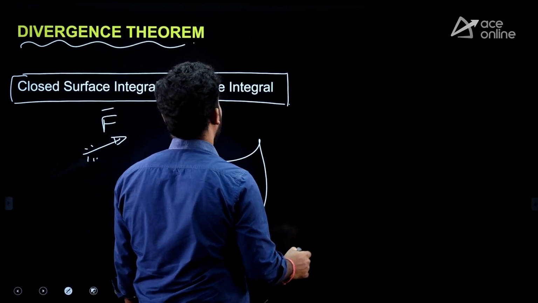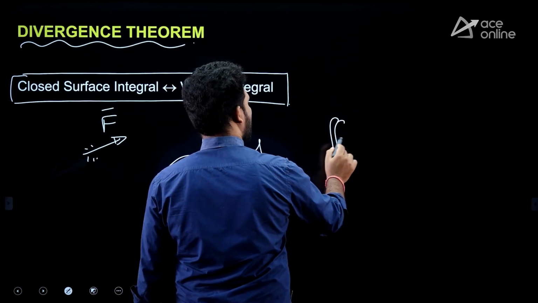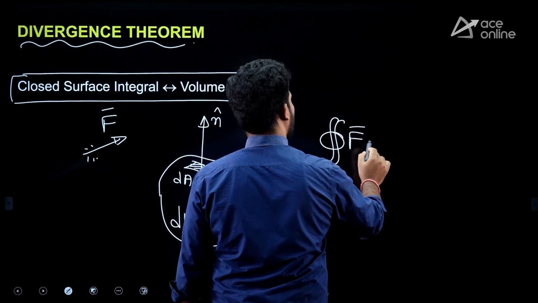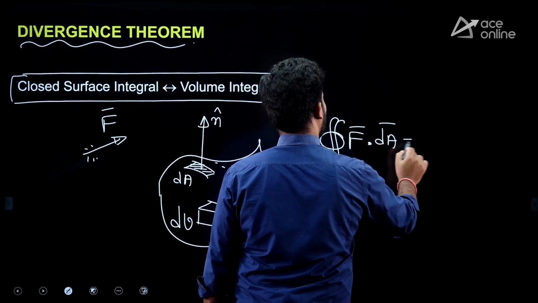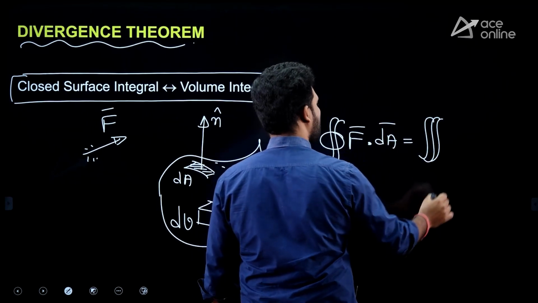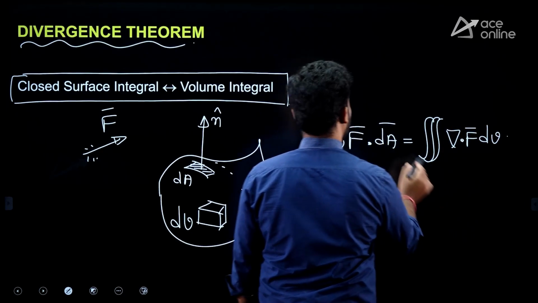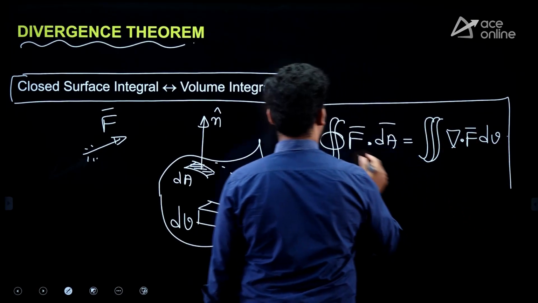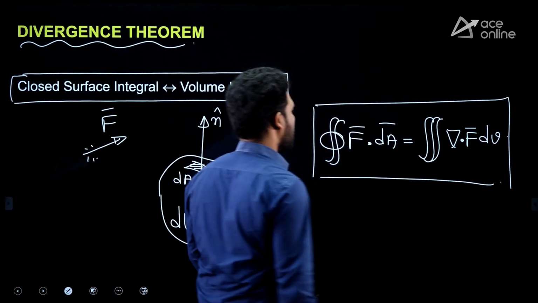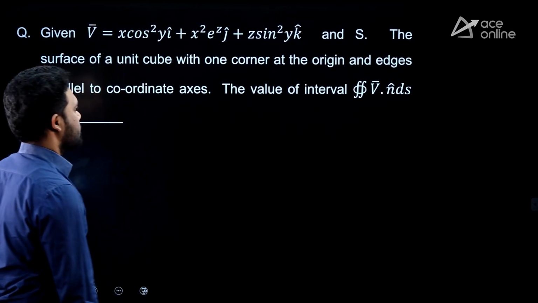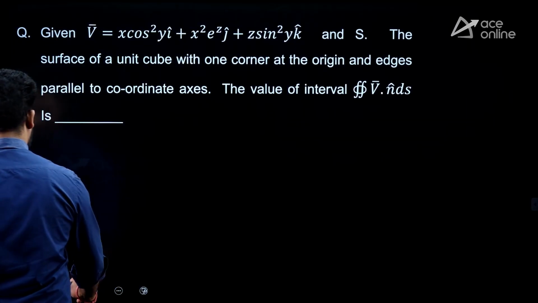Okay. So what is the divergence theorem saying? It is the closed surface integral of F dot dA is equal to the volume integral of divergence of F into dV. So this is the Stokes theorem and then the divergence theorem. Clear guys? Now here is a question. Can you try this question?